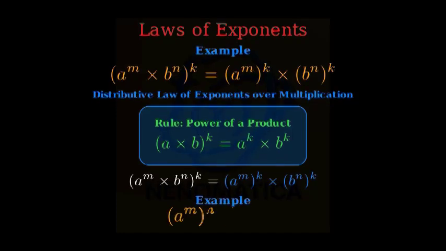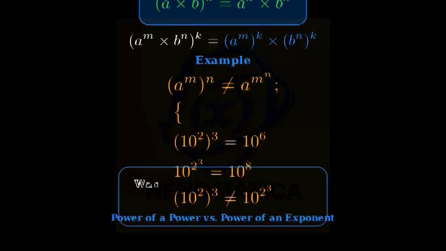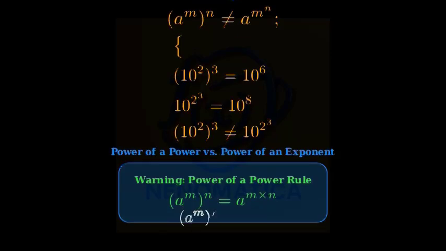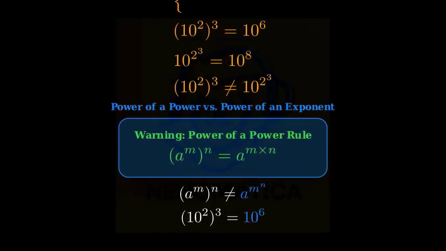Now, let's examine an important distinction in exponent laws, the difference between power of a power and power of an exponent. It's critical to understand that raising a power to another power is not the same as raising a base to a power of a power. When we have (a^m)^n, this is not equal to a^(m^n). Let's see the difference with a concrete example.